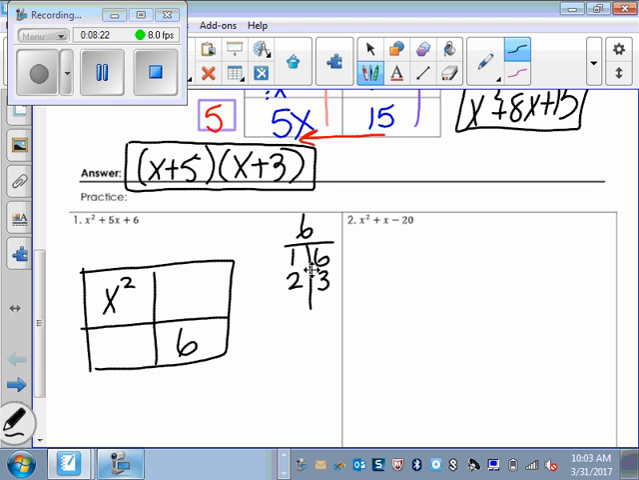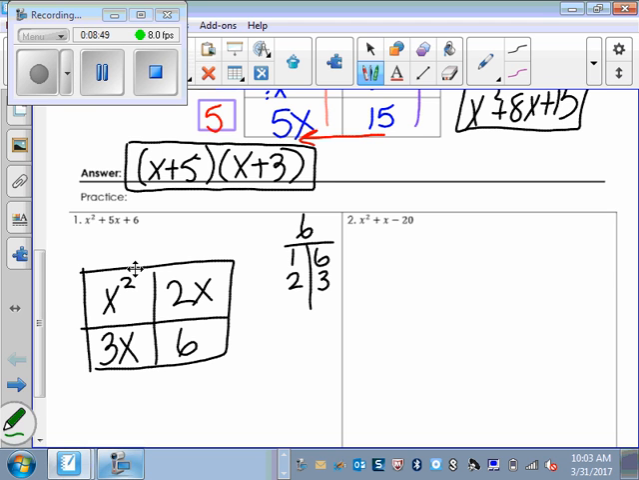So then I have to pick out of these two what will give me, if I add them together, 5x? Well, 1 plus 6 gives me 7. That doesn't work. So then I look at 2 and 3, and that actually does. So I'm going to put those in the boxes, but with an x, because we're looking at trying to get 5x. So 2x and 3x. That's how I'm going to split it up.